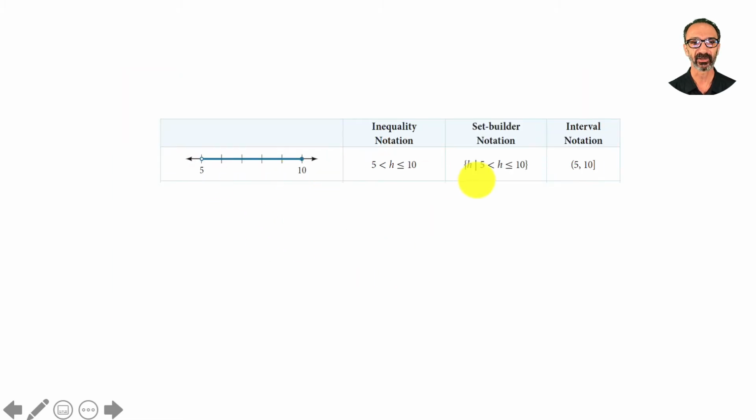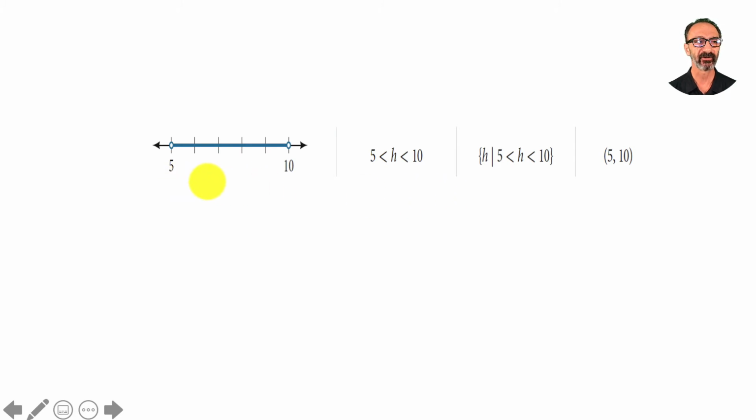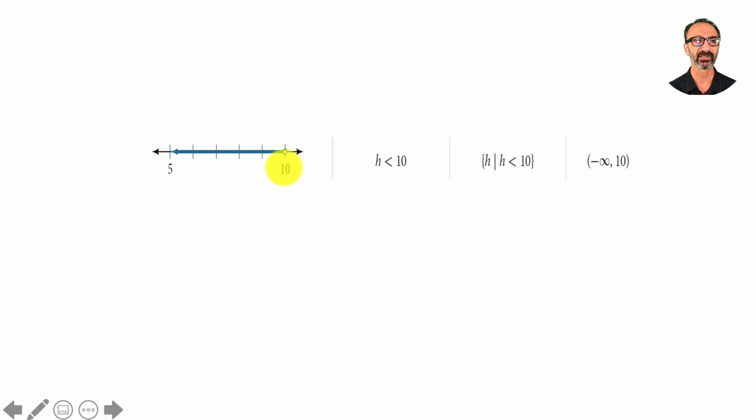This is from 5 to 10, the one that I just mentioned. This is from 5 to 10, but not including 5 and not including 10. That should be clear. Not including 5 and not including 10. All right? No equal signs. This one is from 10 all the way down, but not including 10. So h is less than 10. h such that h is less than 10 as a set notation. From negative infinity to 10, open, open.